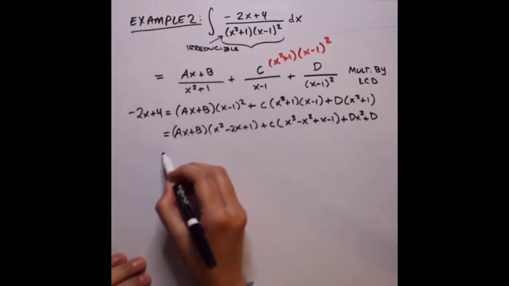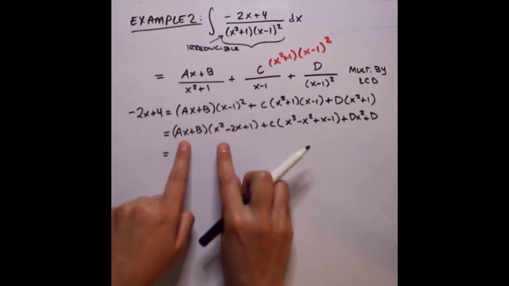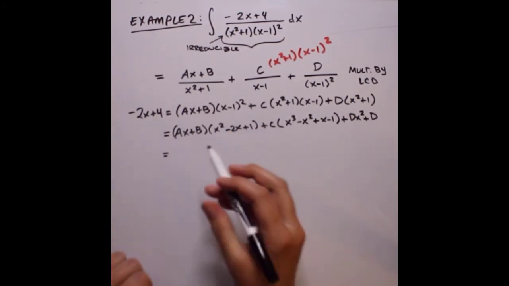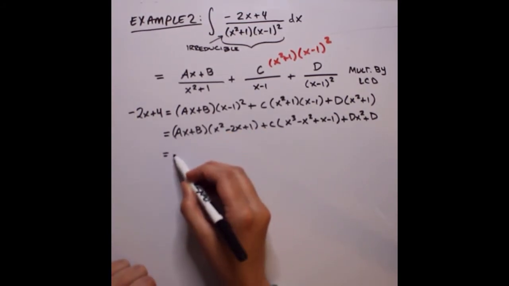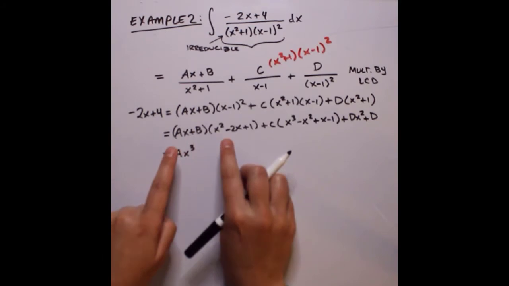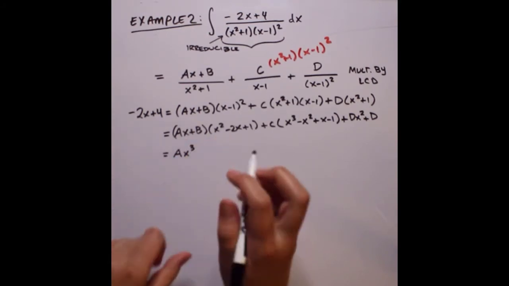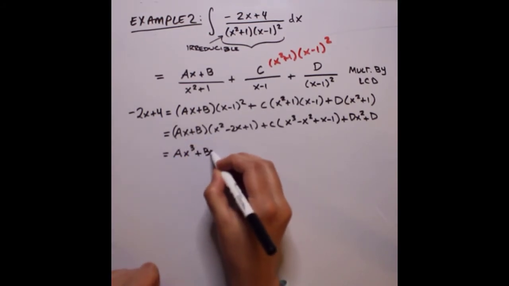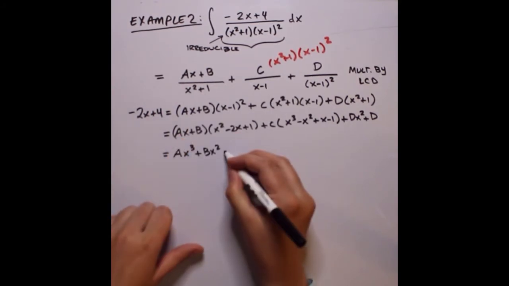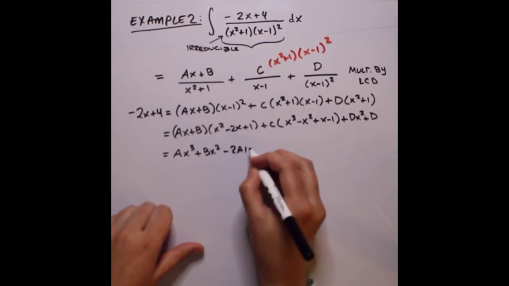All right, now I'm going to keep going, and this time I'm going to FOIL out this one, and then just distribute the c here. So from this one, when I start to FOIL this out, I have ax cubed from the first term, and then I'm going with b times x squared, so bx squared there. And then negative 2a times x, so negative 2a x squared.